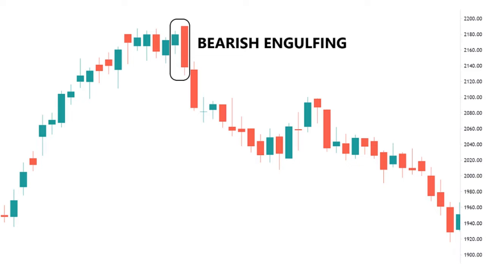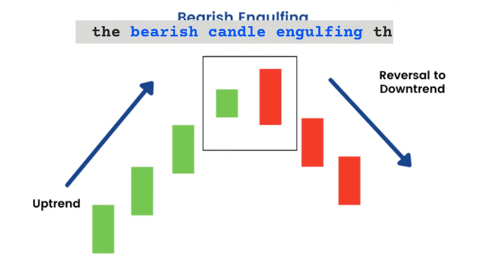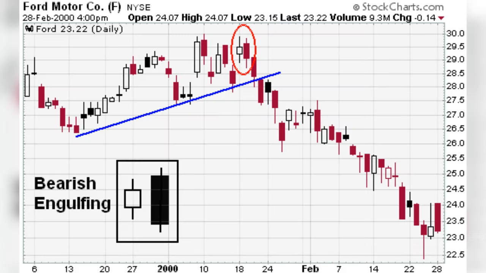This engulfing action suggests that sellers have overwhelmed the buying pressure and the potential reversal might be underway. The bearish candle engulfing the bullish candle. Reliability of bearish engulfing pattern.